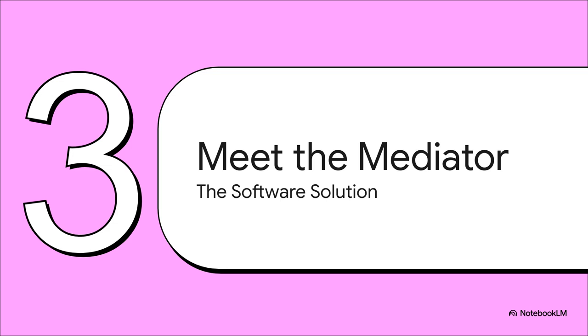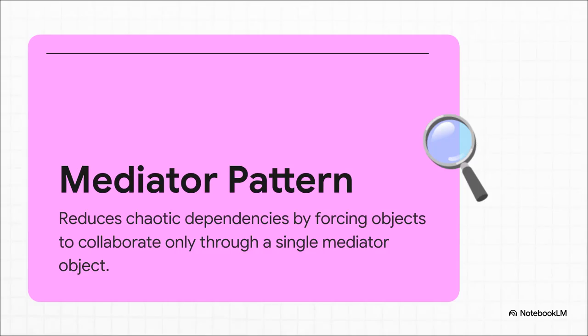How does this apply to our code? Well, that air traffic controller, that's the perfect way to think about our software solution. It's time to officially meet the Mediator pattern. Okay, here's the official textbook definition. Basically, it's a pattern that gets rid of all those chaotic direct connections by making everything talk through one central object, our mediator. No more components talking to each other directly. All communication has to go through the proper channel.